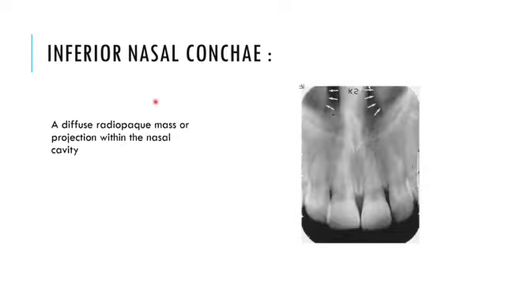Next, the inferior nasal concha. Generally in the nasal cavity, we could see a diffuse radiopaque area on either side of the nasal septum. This diffuse radiopaque mass or projection within the nasal cavity is your inferior nasal concha. Generally, we will see this landmark in the incisor projection.